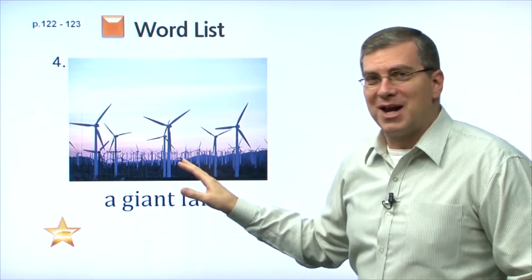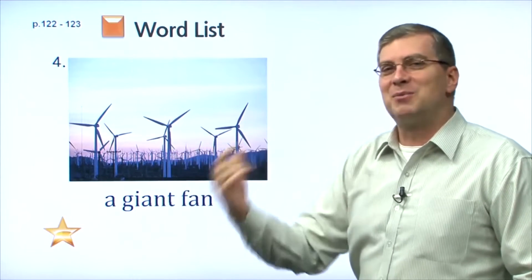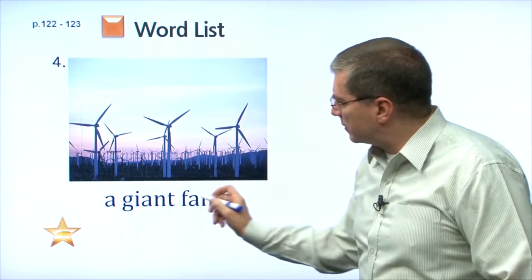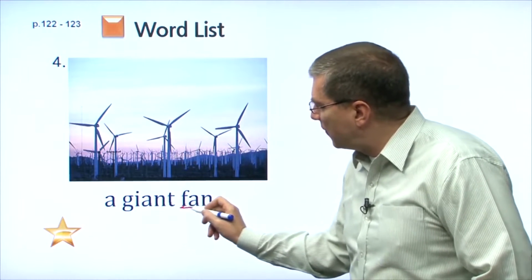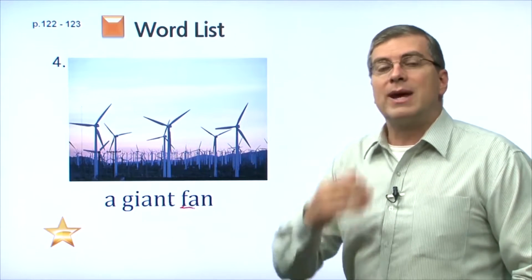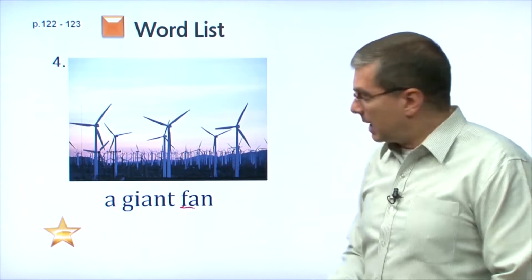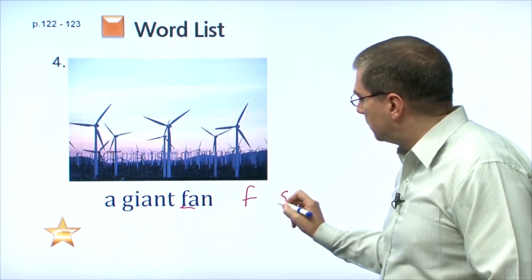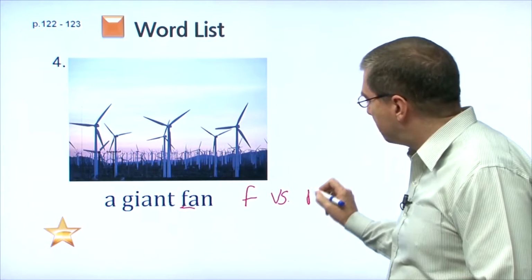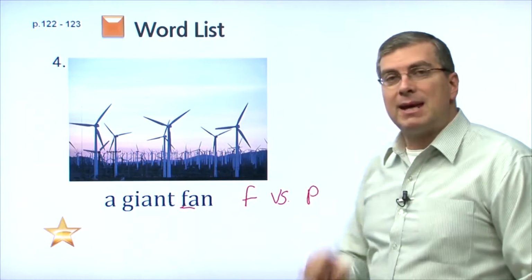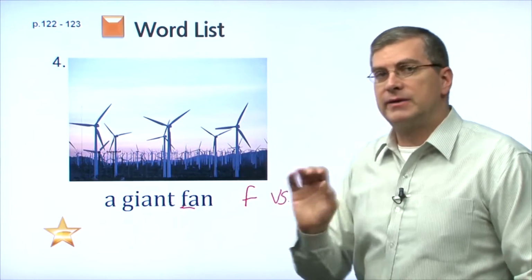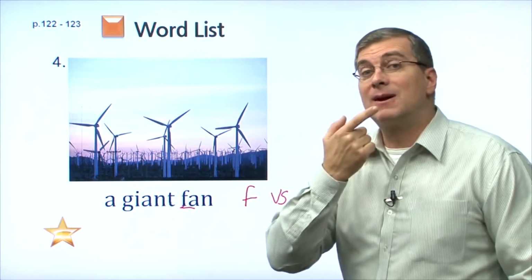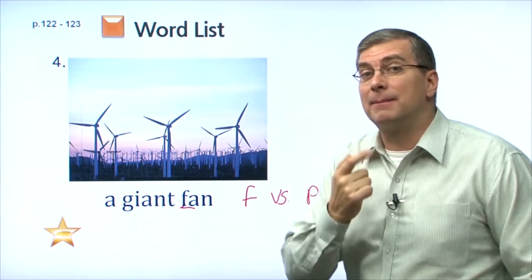Not in your house, right? You don't have these in your house to make you cool. These are outside. It's interesting. Let's look at this. Be careful. This is giant fan. F. We have the F sound. Be careful between F and, whoops, F versus P. Before we learned P, P is the sound for that. But be careful with F. With F, we put our teeth on our bottom lip, like this.